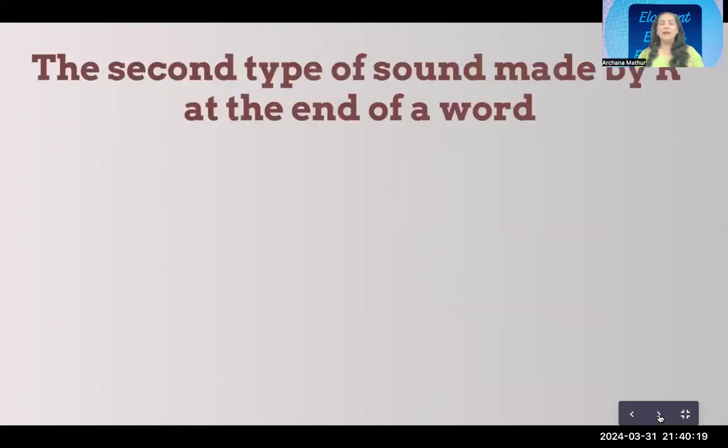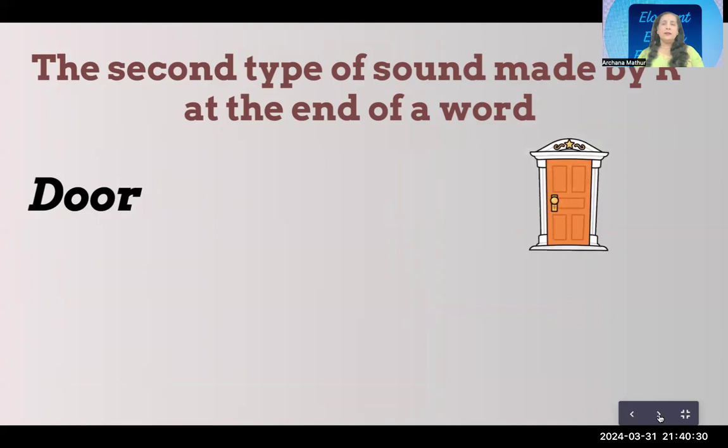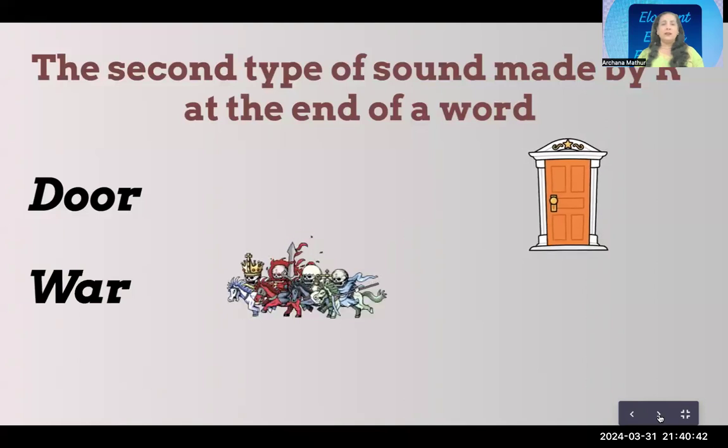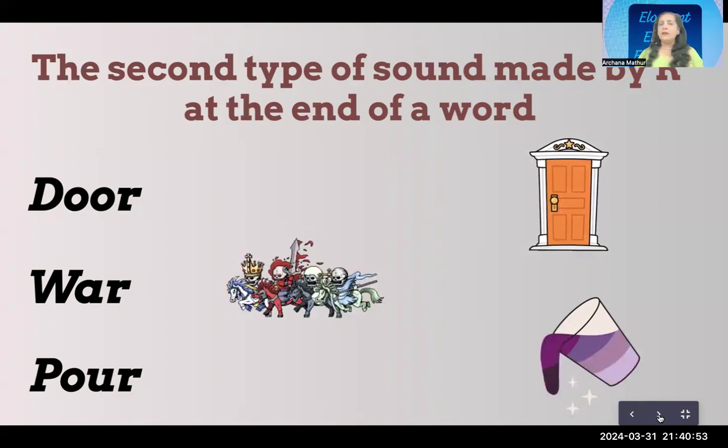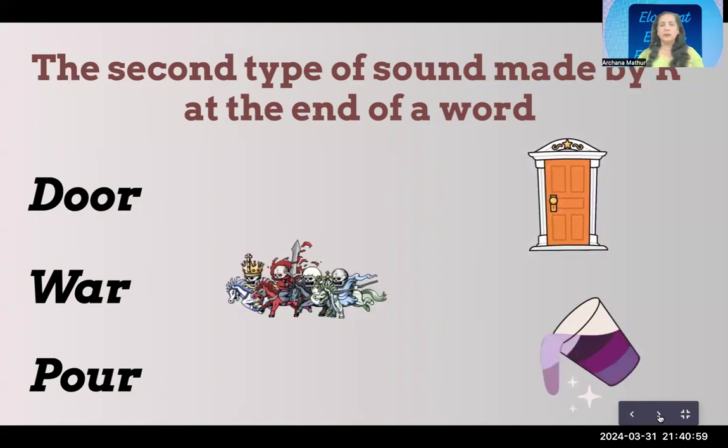Now, when R comes towards the end of a word, what kind of sound would be made? The first sound was the thinking sound. Here, door. R again is not to be heard. Door. Your jaw drops a little. War. R again not to be heard. Pour. R is not to be heard. So in door, war, pour, the R will not be heard at the end of these words or similar kinds of words.